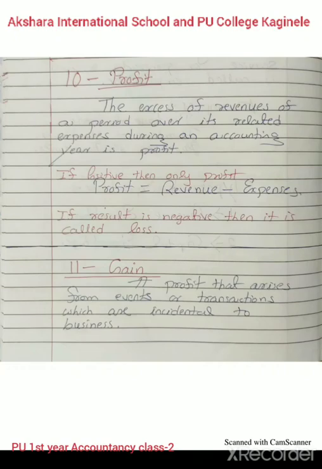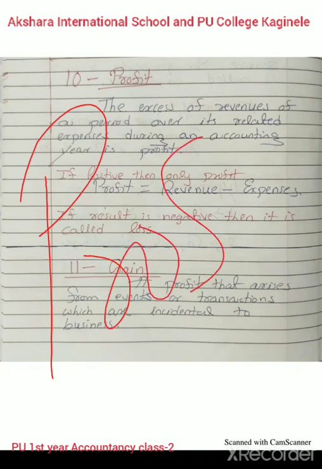Then profit means what? The excess of revenue of a period over its related expenses during an accounting period, that difference amount is called profit. To find out profit or loss, we have one formula: revenue minus expenses. Whenever we apply this formula, if the result is positive, then the result is called a profit.